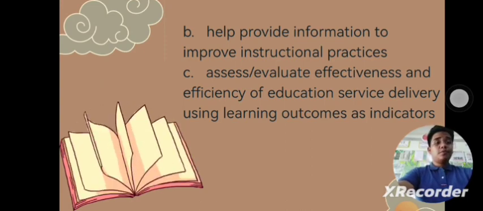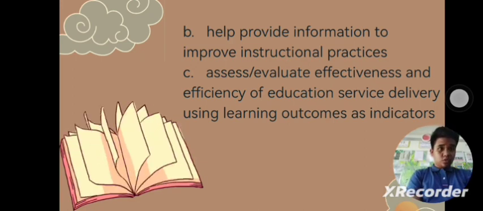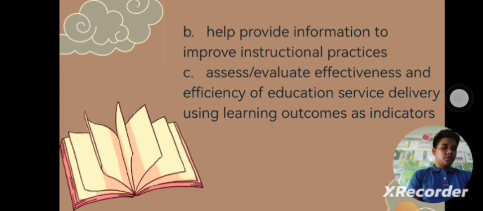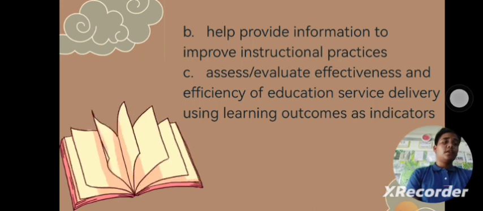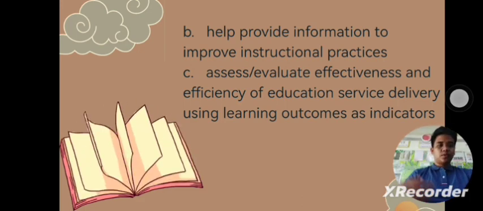B, help provide information to improve instructional practices. So it also helps us to provide information to improve our instructional practices. C is assess or evaluate effectiveness and efficiency of education service delivery using learning outcomes as indicators. We can assess ourselves about it.